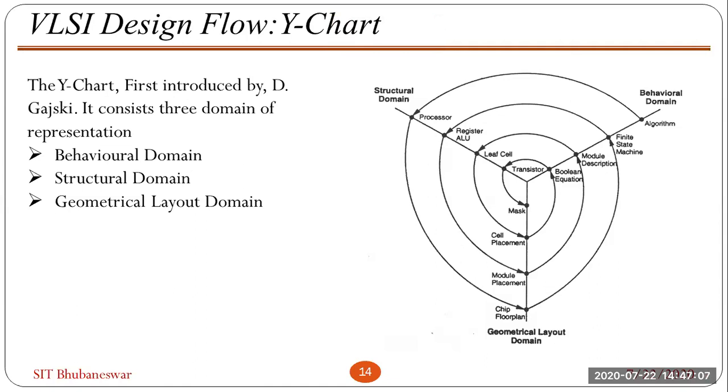So this is one way of representing VLSI design: behavioral domain to structural, structural to geometrical. In this way, finally we come to the mask. So algorithm, then processor, then chip floor plan, then finite state machine, and so on. It's the top-down approach from algorithm to mask. We are going in this direction. This is the very crude way to represent the VLSI design flow in earlier days.